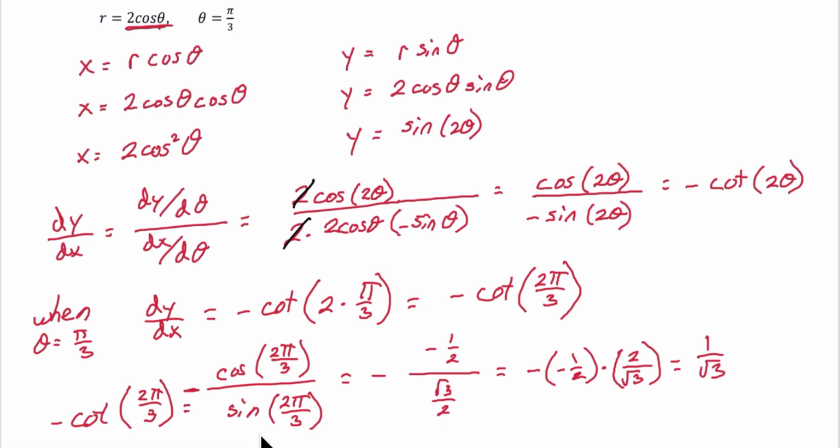Or if we wanted to get fancy and rationalize the denominator, we could do that as well, giving us square root of 3 divided by 3. We now have the slope of the tangent line to the curve at pi thirds.